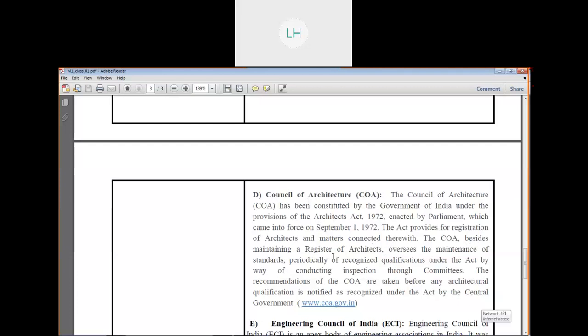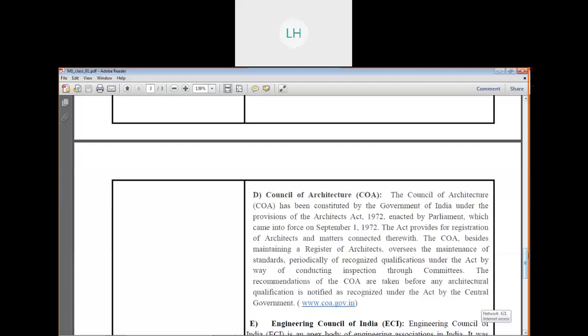Besides maintaining a register of architects, they maintain the standard of architecture work in India. The recommendations of the Council of Architecture are taken before any architectural qualification is notified as recognized under the Act by the central government. That means for a particular job opening for architecture, whatever the qualification requirement, they are governed by the Council of Architecture.